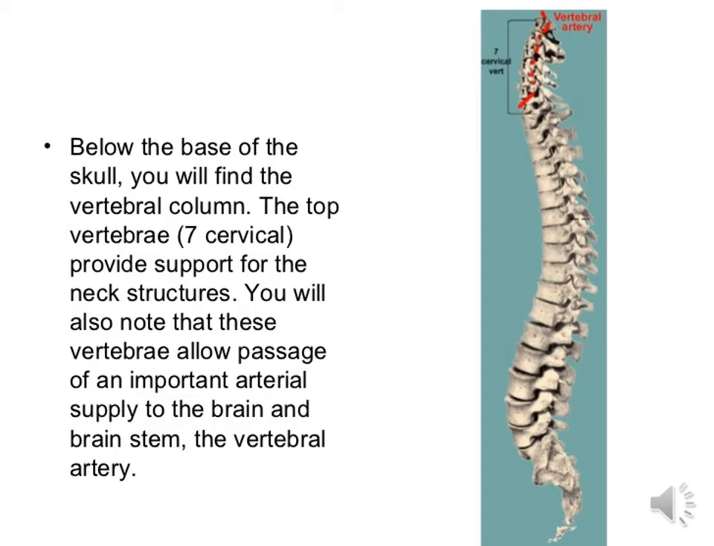Now, below it, you have cervical vertebrae. Below the base of the skull, you will find the vertebral column. The top vertebrae, 7 cervical, provide support for the neck structure. You will also note that these vertebrae allow passage of an important arterial supply to the brain and the brainstem, the vertebral artery that passes through these cervical vertebrae.